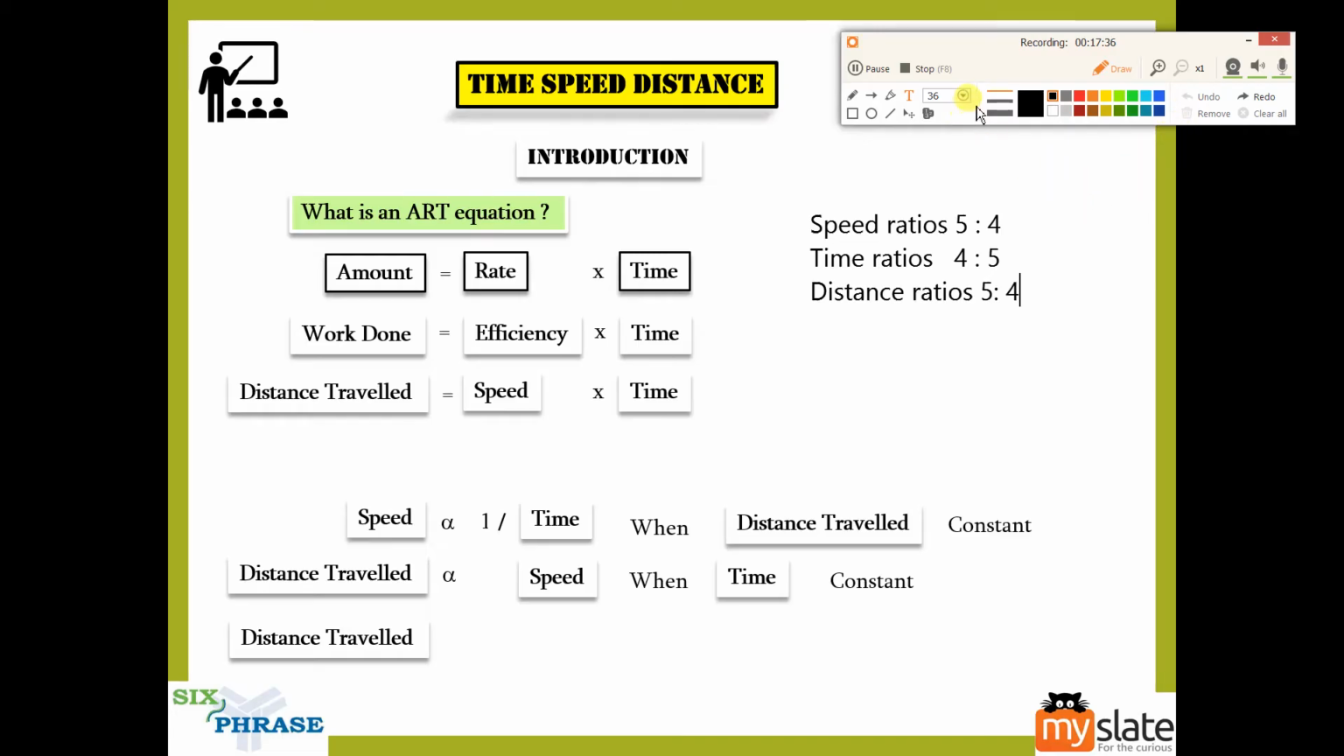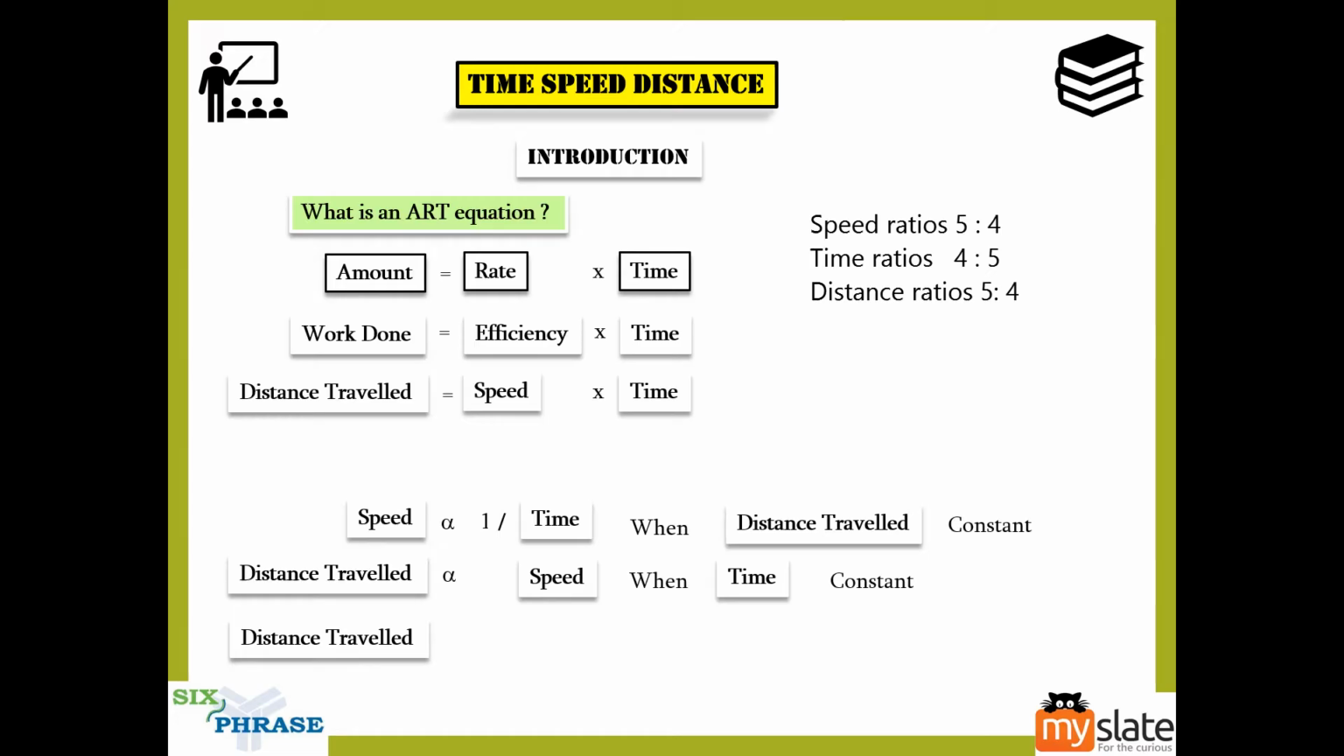Okay, next, distance traveled again is directly proportionate to time when speed is constant. So again, distance and time: when the time ratio is 4 is to 5, the distance ratio will become 4 is to 5 also. So they are directly proportionate. So this is how you have to understand this proportionate thing, guys.